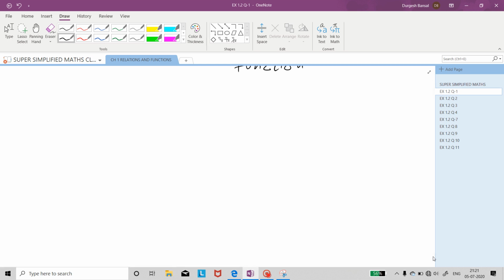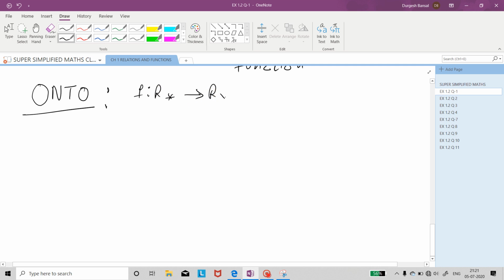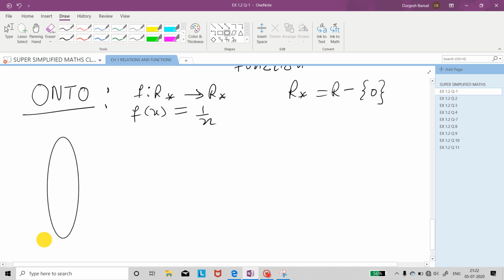Okay. Now I move to the ontoness of the function. So again I write f is a function from R star to R star, where R star is the set of real numbers minus 0, and the function is f(x) is 1 by x. I have to check whether this function is onto or not. To check the function to be onto, you know there were two methods. First let me remind you how you checked the function to be onto.